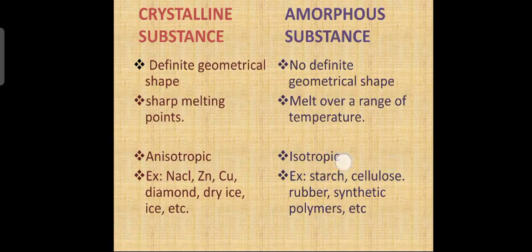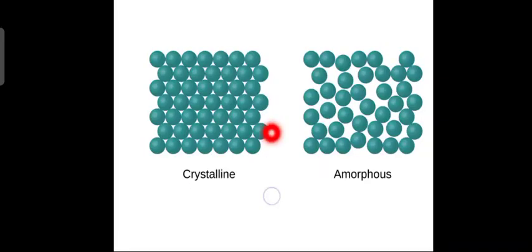Next slide. Here also there is a picture of crystalline solid and amorphous solid. You can see clearly how they have got definite shape and volume. And you can see the orderly arrangement of atoms or molecules in crystalline compounds, whereas in amorphous solids they are distorted. So there is no definite geometry, no definite shape or volume.